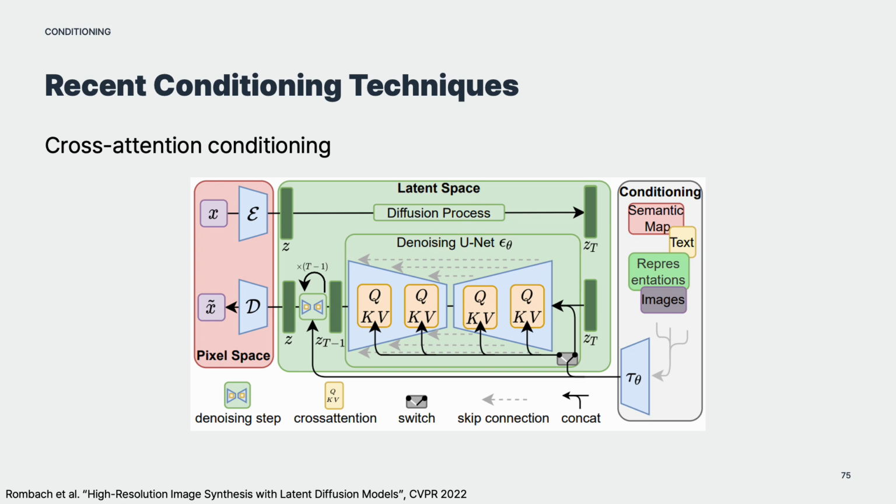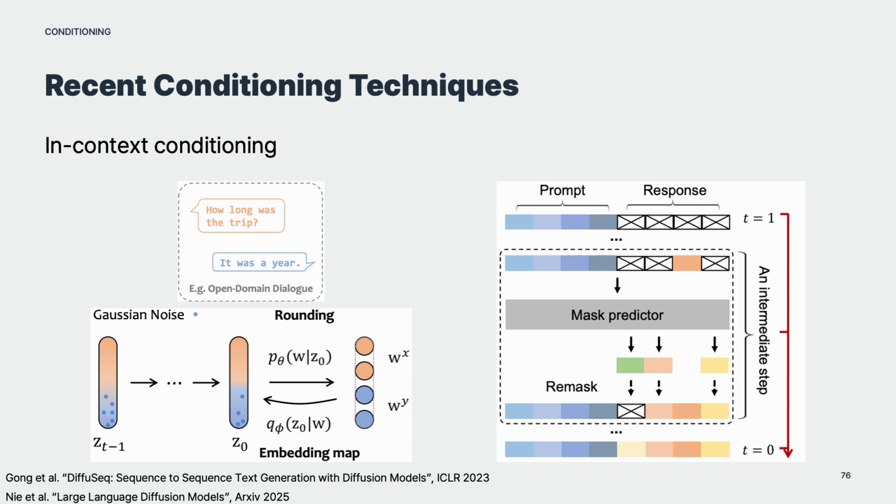More recently, a variety of conditioning techniques have been introduced. A representative example is the cross-attention conditioning used in stable diffusion, where conditioning from various modalities is injected into the key value pairs to provide cross-attention based conditioning. Another conditioning technique is in-context conditioning, which provides the condition by concatenating it to the part to be denoised. This approach is currently widely used in large diffusion language models such as LLaDA.